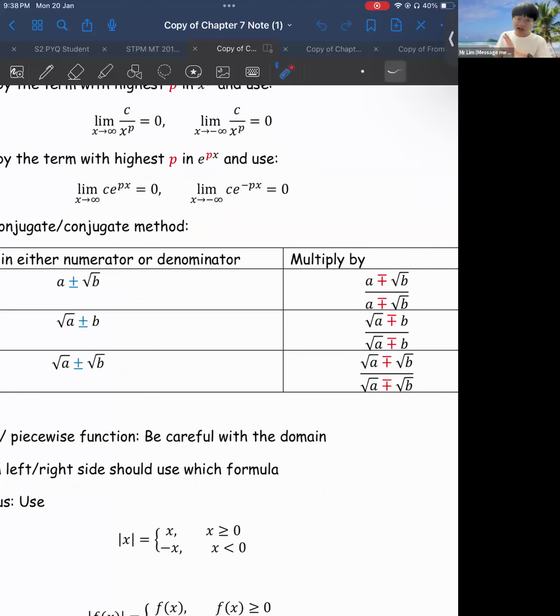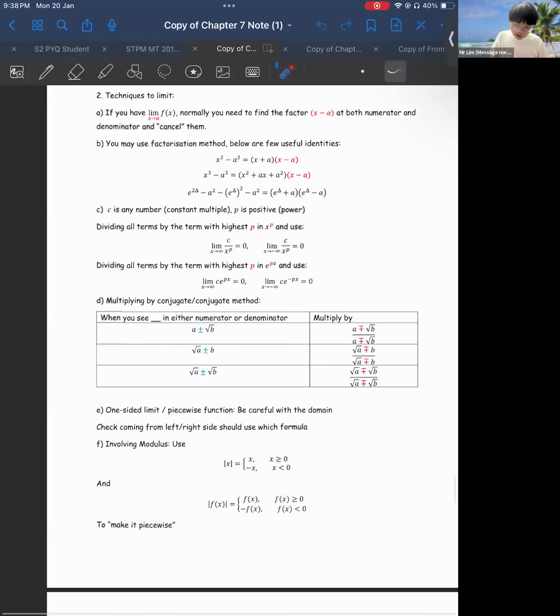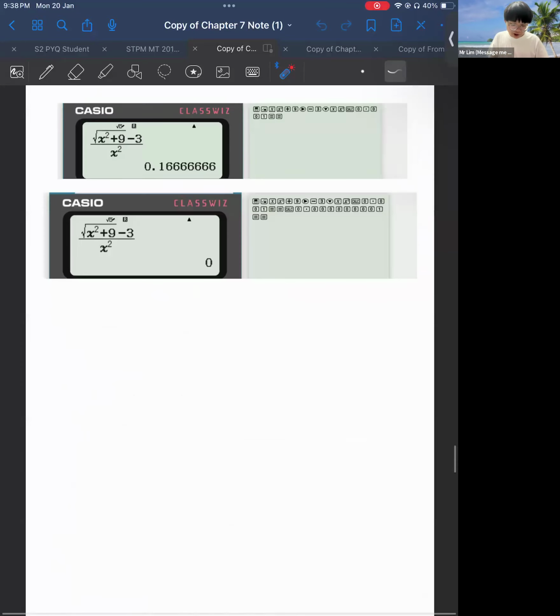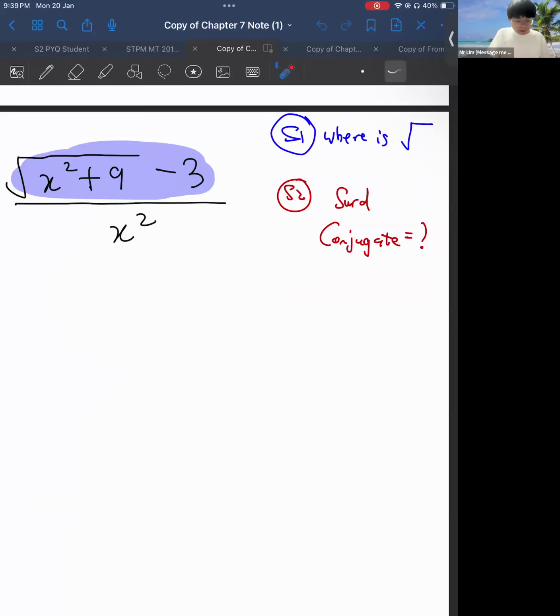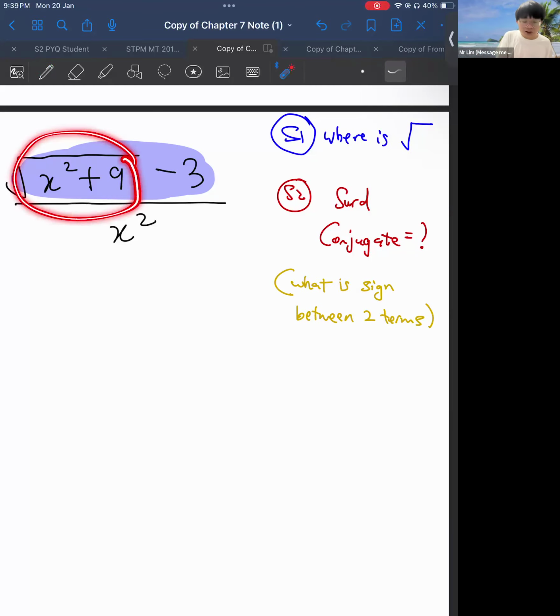You can check this later, but for now, the simple way to find the conjugate is to look at this part. What is the sign between the two terms? If this is very long, in simple terms, this is one term, the surd, and this one is the term without the surd. Between them is a negative.